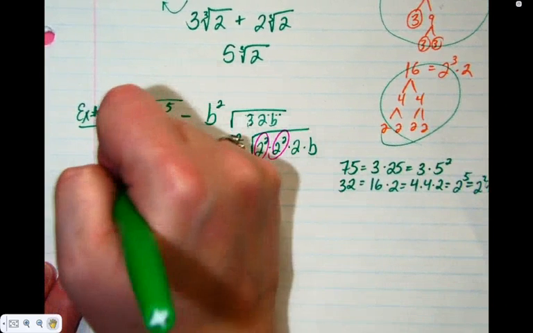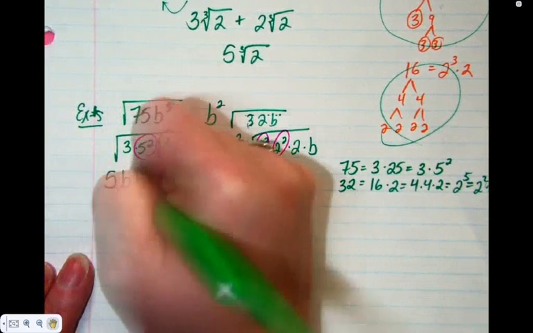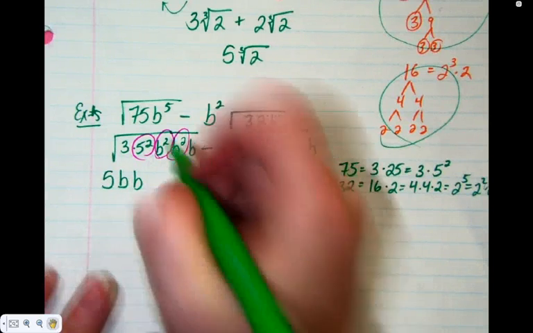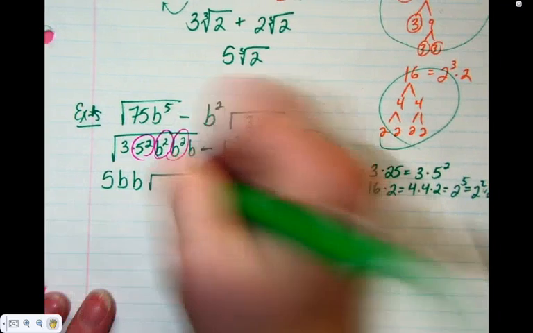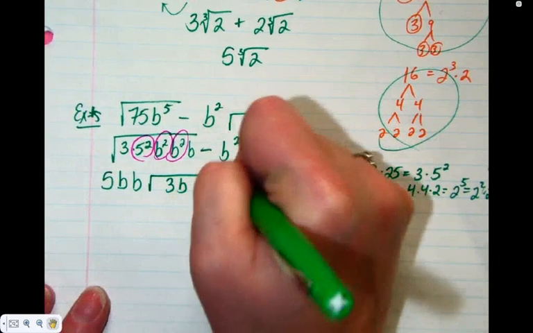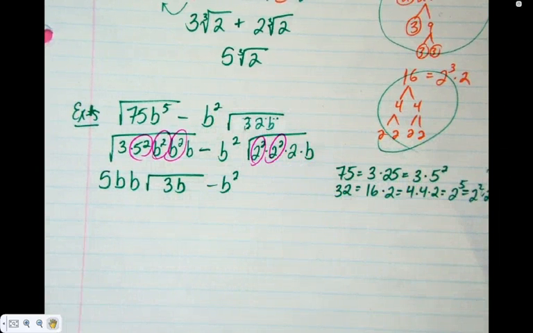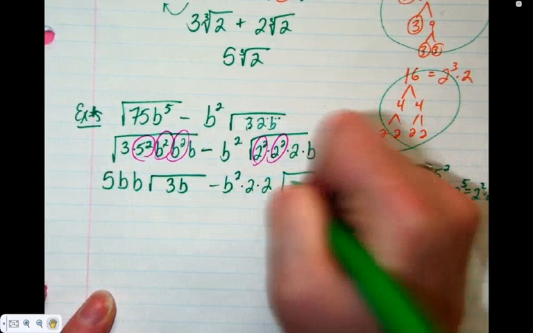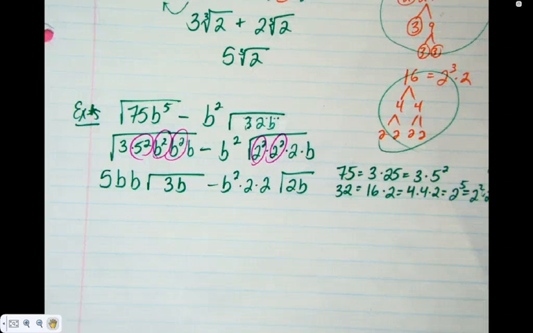So a 5 is going to come out front, a b is going to come out front, a b is going to come out front, and I'm going to simplify them in the next step. If you want to simplify right away, go ahead. Left is a 3b. I still have this b squared out there, so I'll just leave him out there. A 2 is going to come out, a 2 is going to come out, a 2b is going to be left.